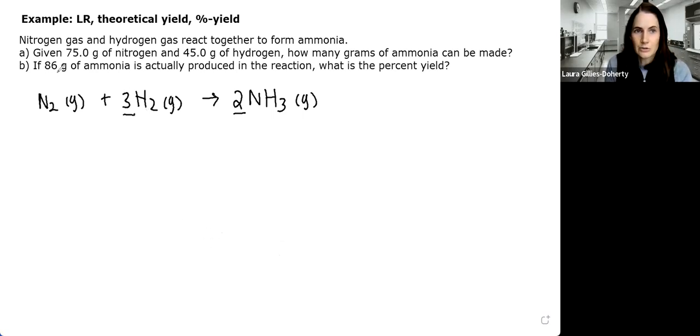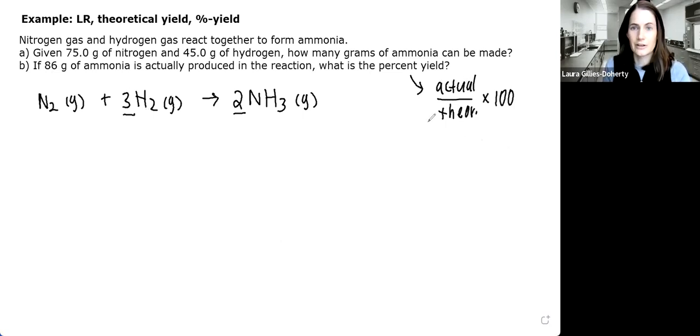So we're given the actual yield, 86 grams of ammonia is actually produced, and we need to calculate the percent yield. So percent yield is actual over theoretical times 100. We're given the actual, so we need to calculate the theoretical yield. And the theoretical yield is the max amount of product produced by the limiting reactant. So to figure out our theoretical yield so we can plug it into our equation for percent yield, we have to figure out which one of our reactants is the limiting reactant and then how much product that limiting reactant makes. That gives us the theoretical yield.